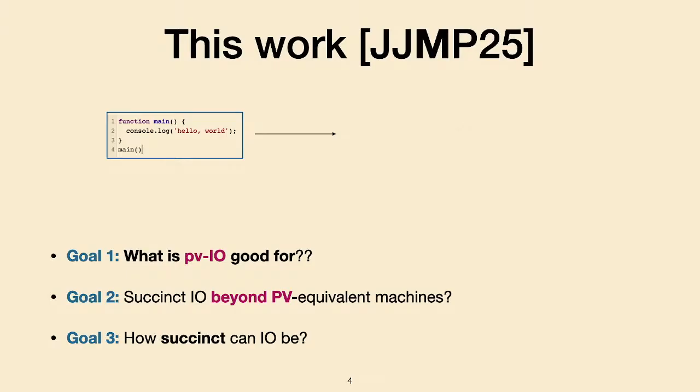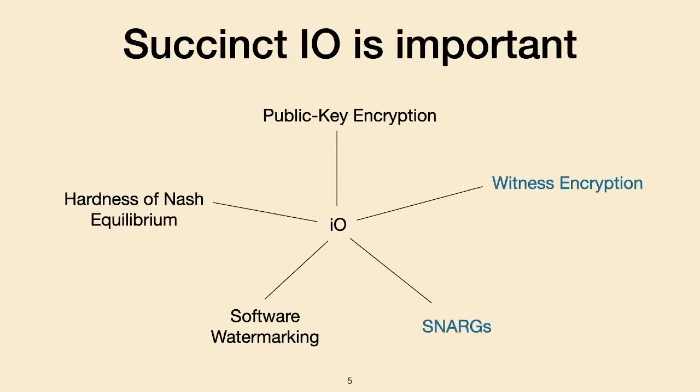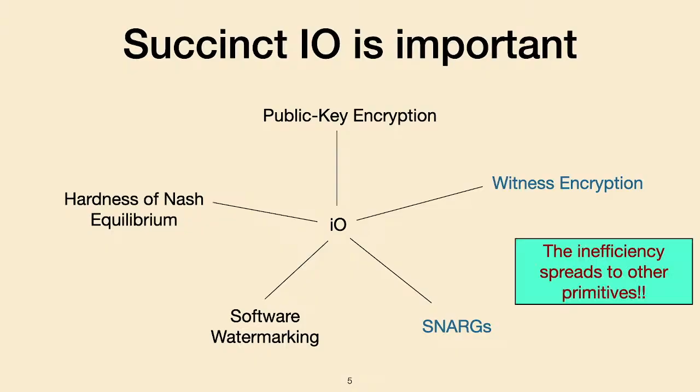OK. So succinct IO is important. I'm not going to try to explain why IO is important again, but succinctness is important because IO gives you all these things, and if IO is inefficient, everything else is inefficient. So if you have succinct IO, you can solve all these problems, right?